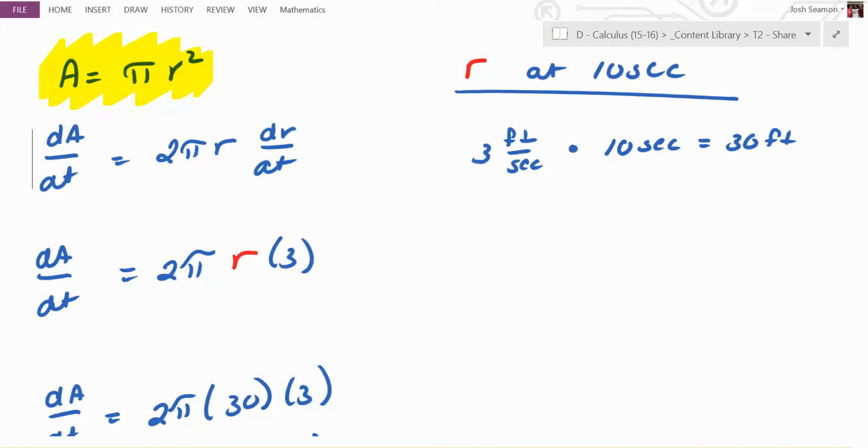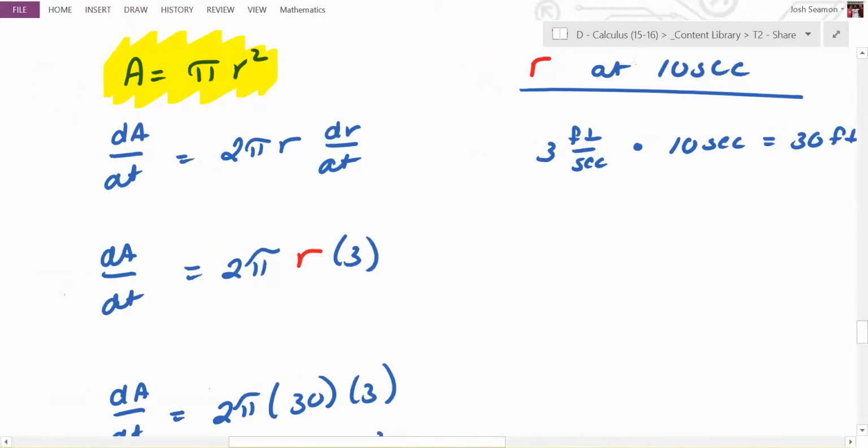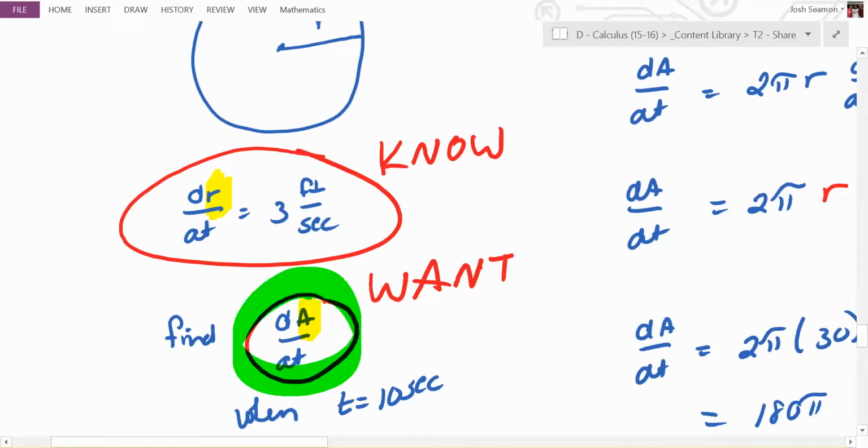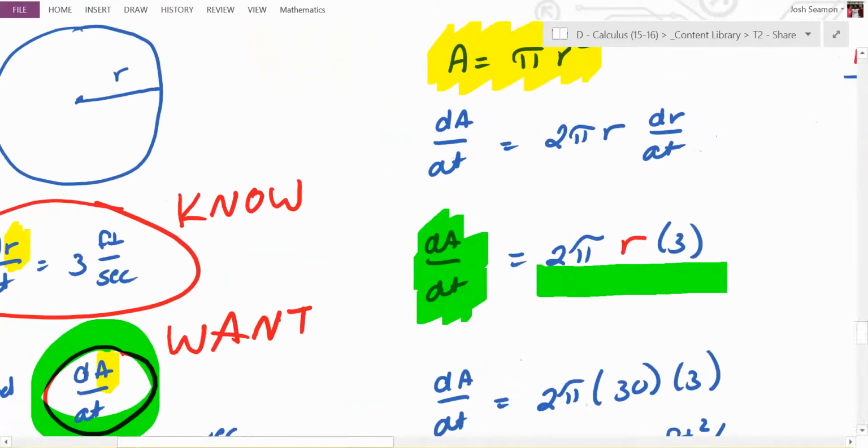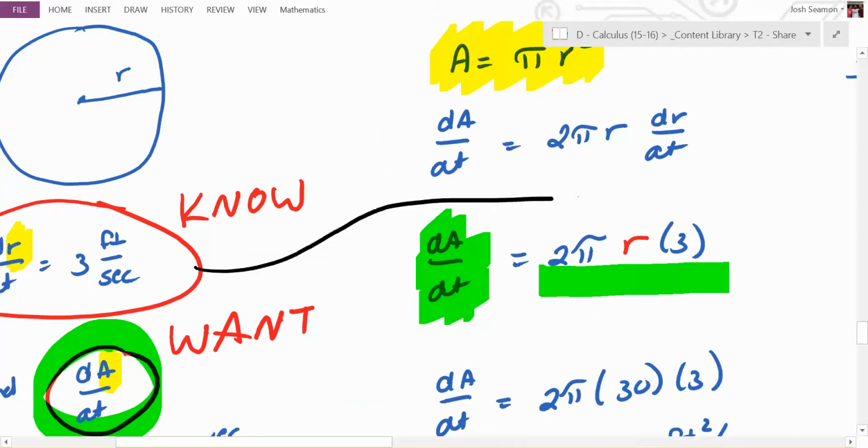Which one do we want in here? We already figured out which one we want. We want dA/dt. So we need to find values for everything else. Did it tell us dr/dt? Yeah, it told us dr/dt. It's right there. So what's the only thing we need to find now? What's in red right here? The radius. How do we find the radius?